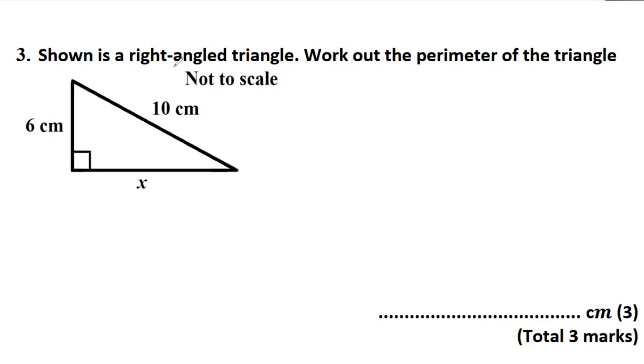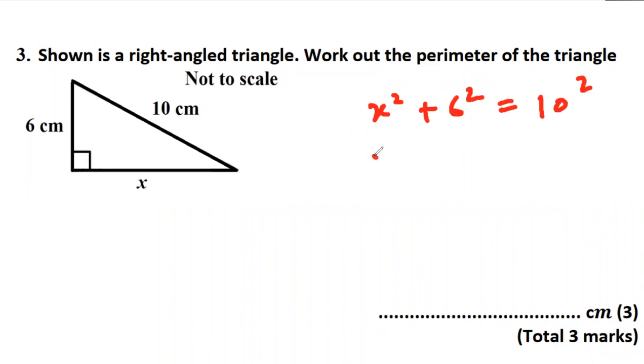Let's move to question number 3. It says, shown is a right-angled triangle, work out the perimeter of the triangle. Right, so first of all, we need to work out the missing side, and this time it's not the longest side, it's one of the shorter sides. So if we write down the equation, it will be x squared plus 6 squared will be equal to 10 squared, because this is what Pythagoras theorem states.